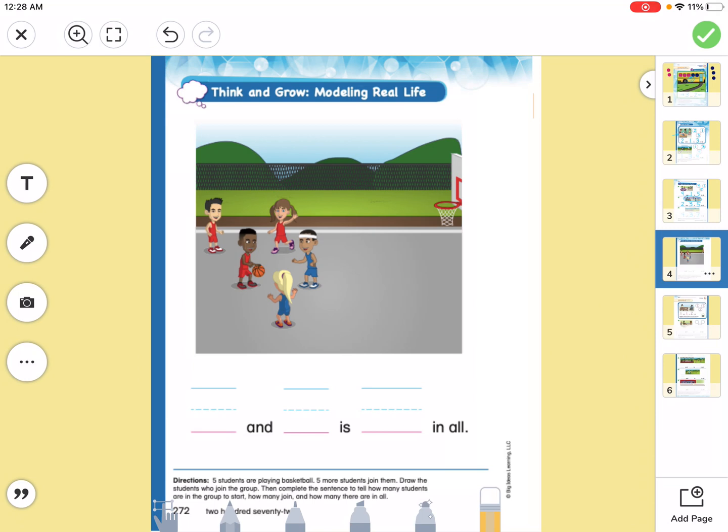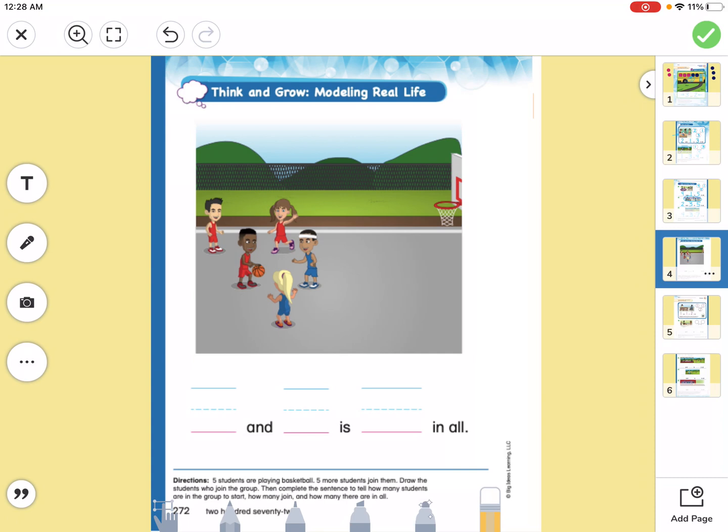Okay, it says 5 students are playing basketball. Let's see here. 1, 2, 3, 4, 5. 5 students are playing basketball. It says 5 more students join them. Draw the students who joined the group. Then complete the sentence to tell how many students are in the group to start, how many join, and how many there are in all.